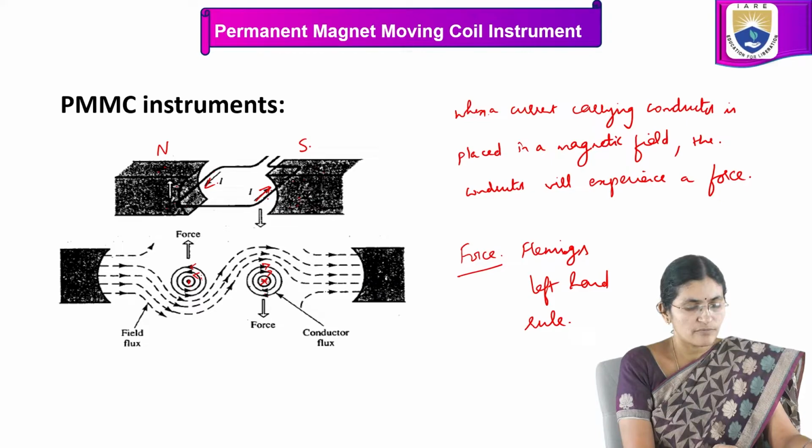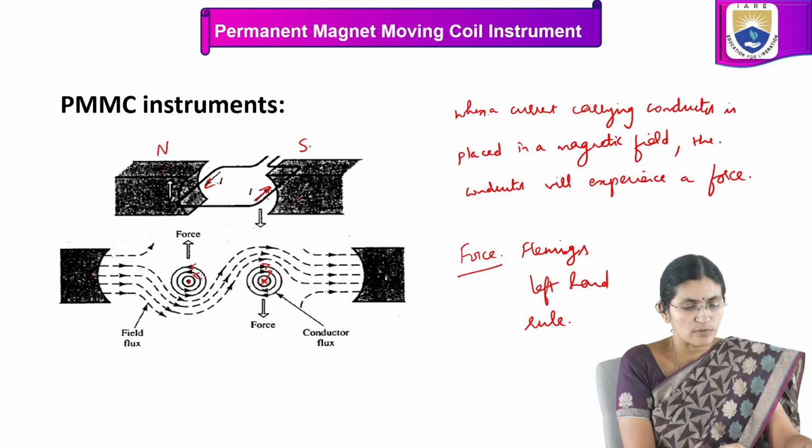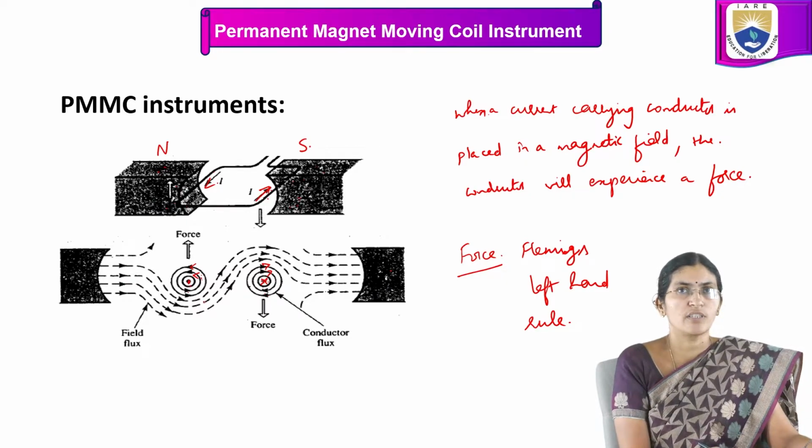Next, we know that this is the North Pole and this one is the South Pole. So flux lines will flow from North Pole to South Pole. Actually it should be in this way, but because of this magnetic field, you can see that the field lines are distorted. They are concentrated at one end and spread out at the other end. These flux lines will travel along the least reluctance path from the North Pole to the South Pole.